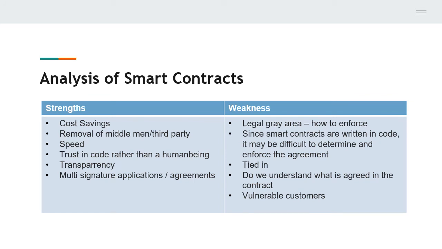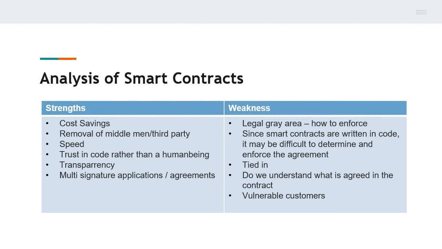So the strengths are major cost savings. If you have ever had a legal dispute and had to get any lawyers involved, you know how expensive this is. Smart contracts remove the middlemen and third parties, and in doing so, they remove a lot of costs. Obviously, it's very speedy. Rather than me having to go through a very lengthy legal process and involve lawyers, smart contracts can execute immediately once conditions have been met.